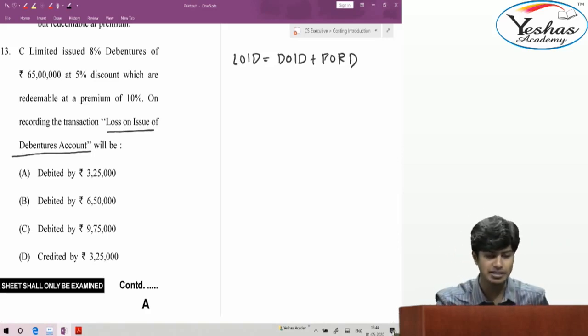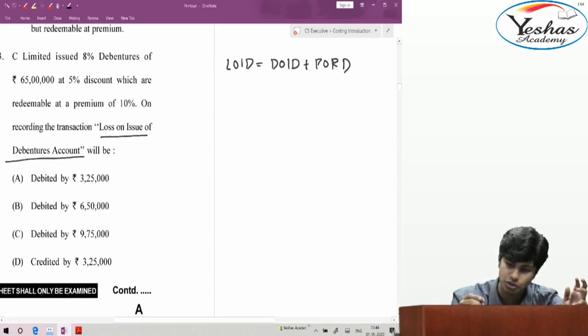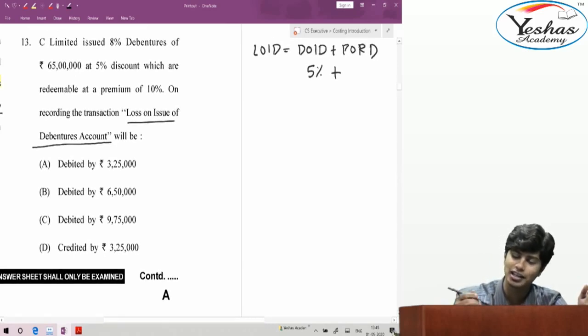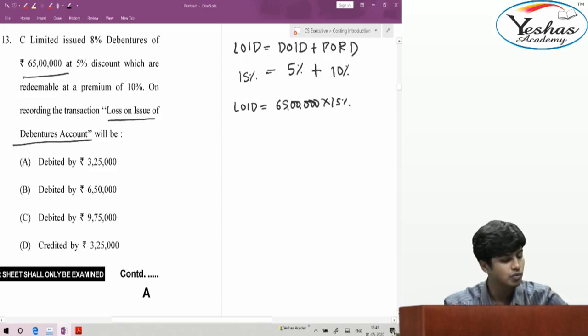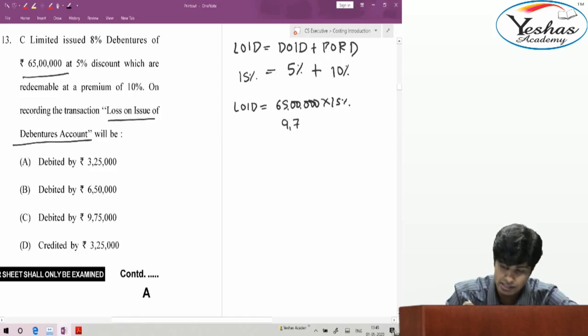It is issued at 5% discount. So 5% discount is a loss here. So discount on issue is 5%. Is there any premium on redemption? On redemption it is 10%. So when you are collecting less, when you are paying more, basically the total loss on issue is 15% of the nominal value. So what is the nominal value? 65 lakh. So loss on issue of debentures is 65 lakh multiplied by 15%, and my answer is 9,75,000.